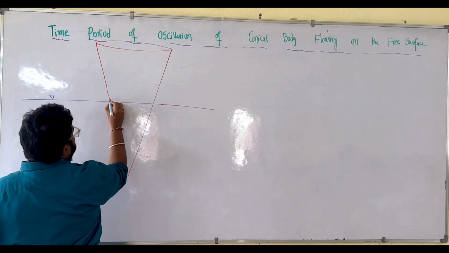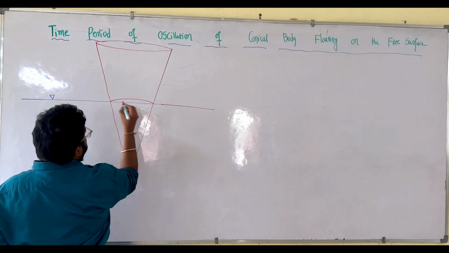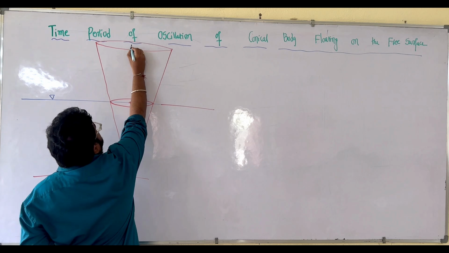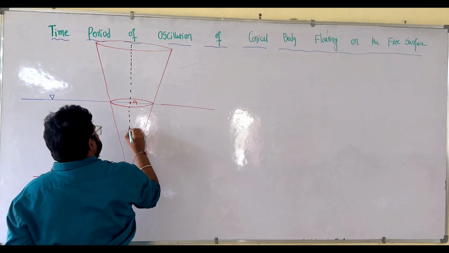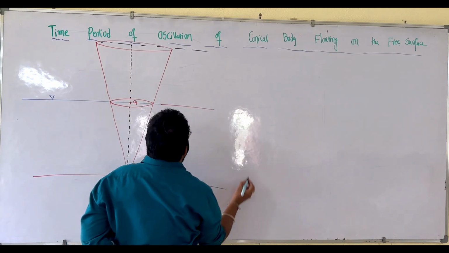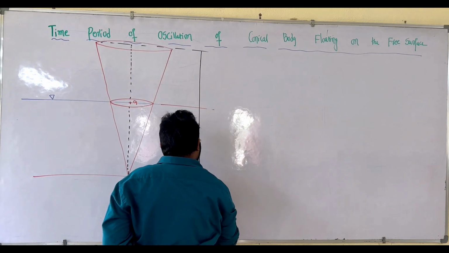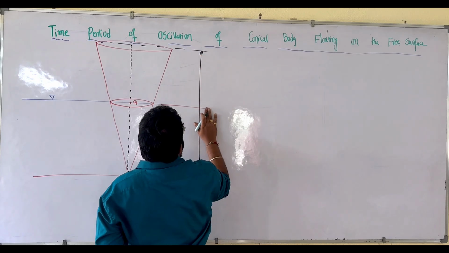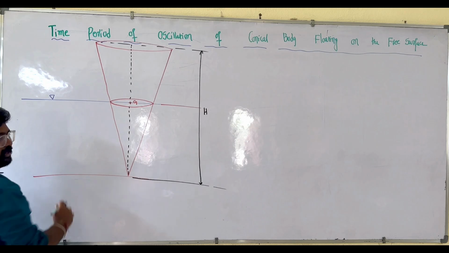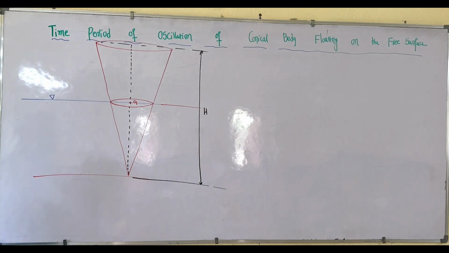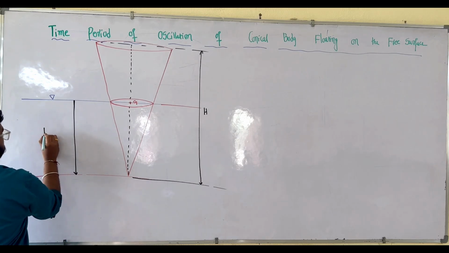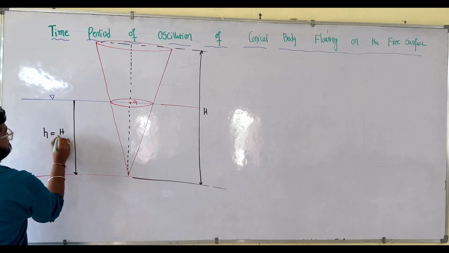Here, area projected onto the free surface, circular cross section. What is the height of the cone? This is the height, from here to here, given as capital H by 4. This is capital H. Height of the cone: depth of immersion when the center of gravity coincides with the free surface is at H by 4.